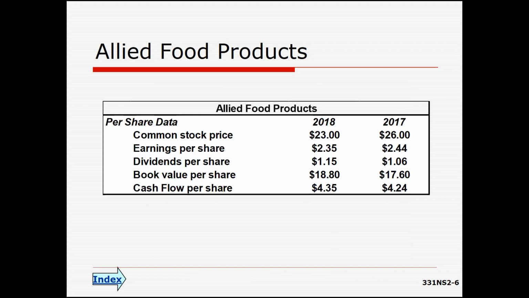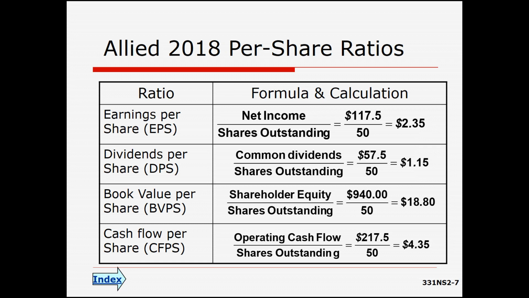Additional data for Allied includes stock price, earnings, dividends, book value, and cash flow per share. We'll see the computations on the next slide. This slide recaps Allied's per share ratios for 2018. Allied has 50 million shares outstanding. Note that operating cash flow used in computing cash flow per share is equal to net income plus depreciation.